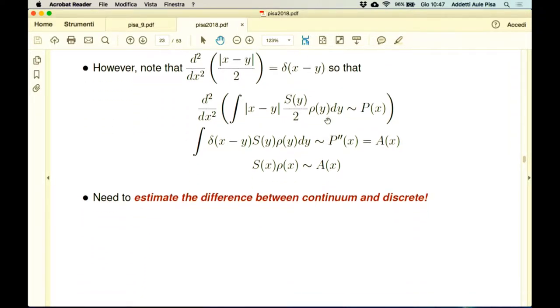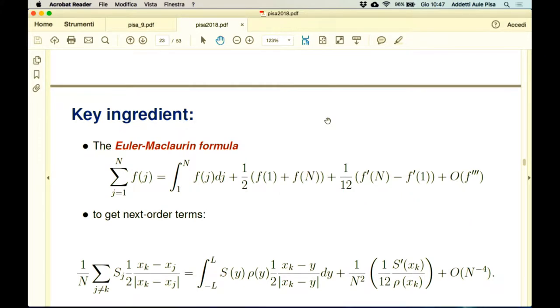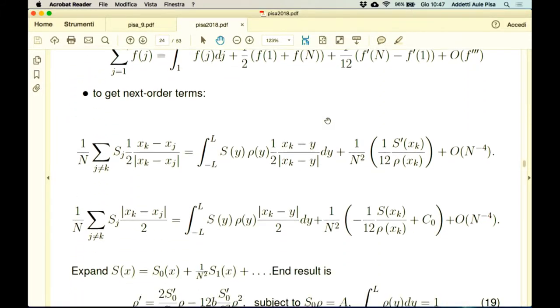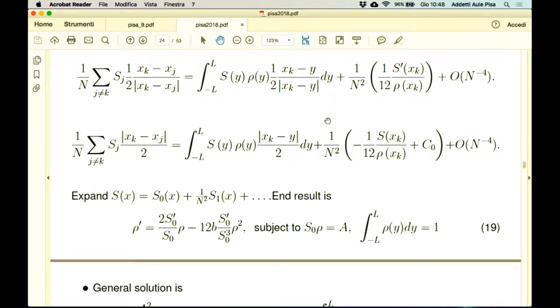In order to go further, you actually have to go to the next order and approximate the difference between this integral and the discrete sum. The key tool here is the Euler-Maclaurin formula, which provides you exactly that. If you have a discrete sum, then to leading order it's this integral, and then there are correction terms. You need these correction terms in order to go further, and you need to go to the second order. So then you can write the sum: this is the leading order, and then the next order looks like that. There you have the derivative of S coming in, and similarly for this sum as well.